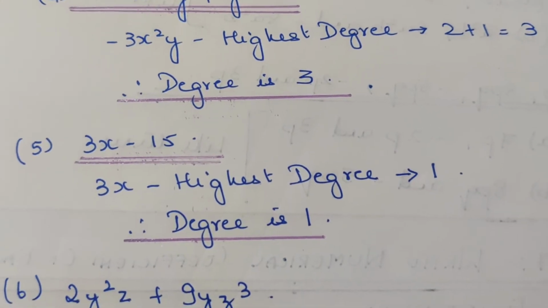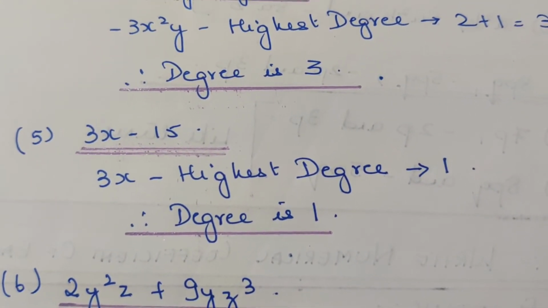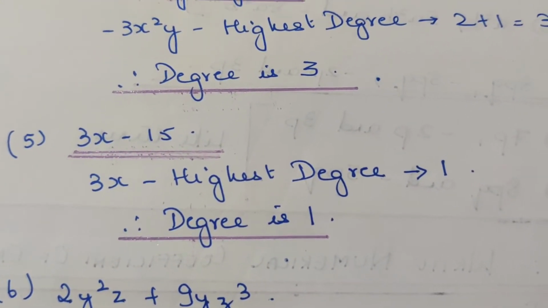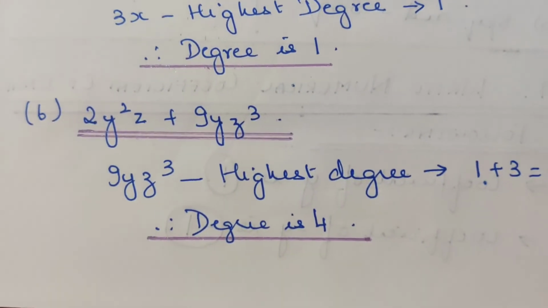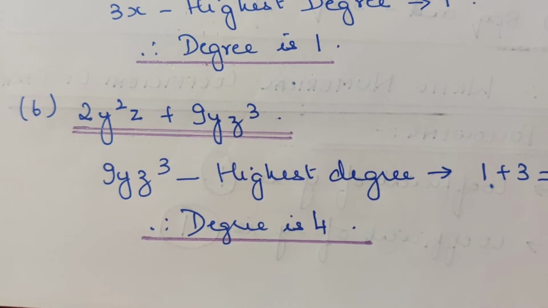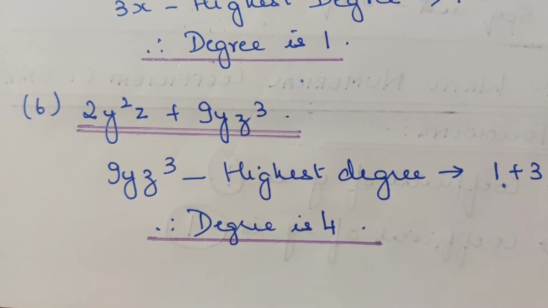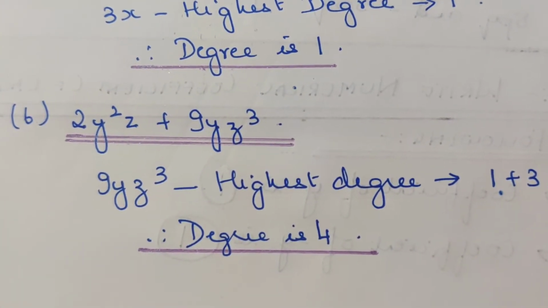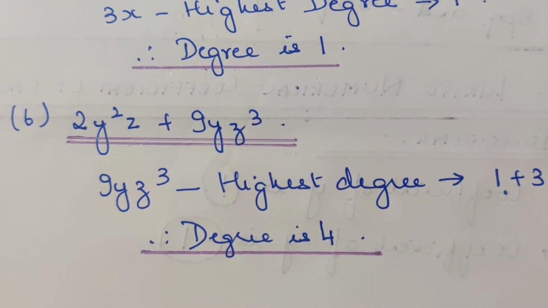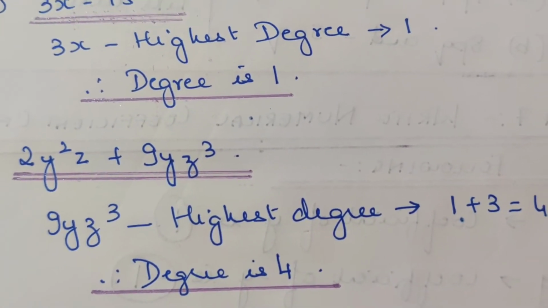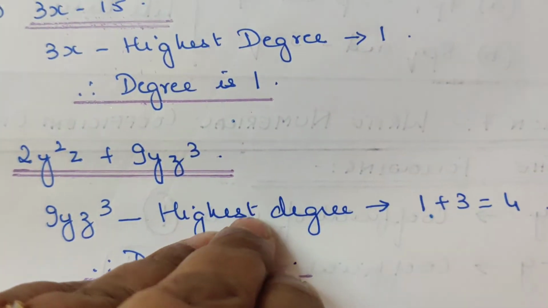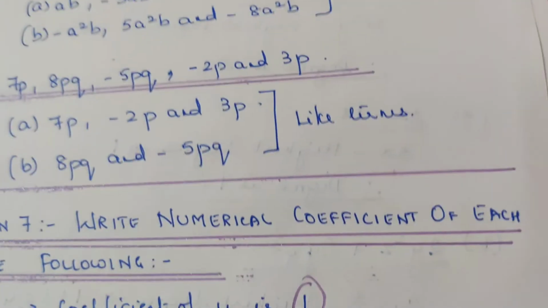Next one, 3x minus 15. 3x has the highest degree, that's 1. Therefore the degree is 1. Next one, 2y square z plus 9y z cube. The highest degree term is 9y z cube, that is 1 plus 3, equal to 4. Therefore the degree is 4. Hope it is clear.